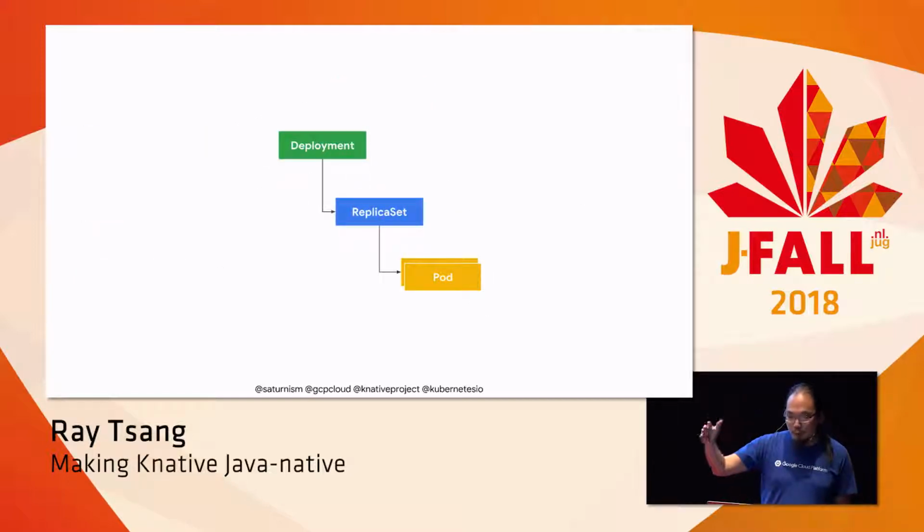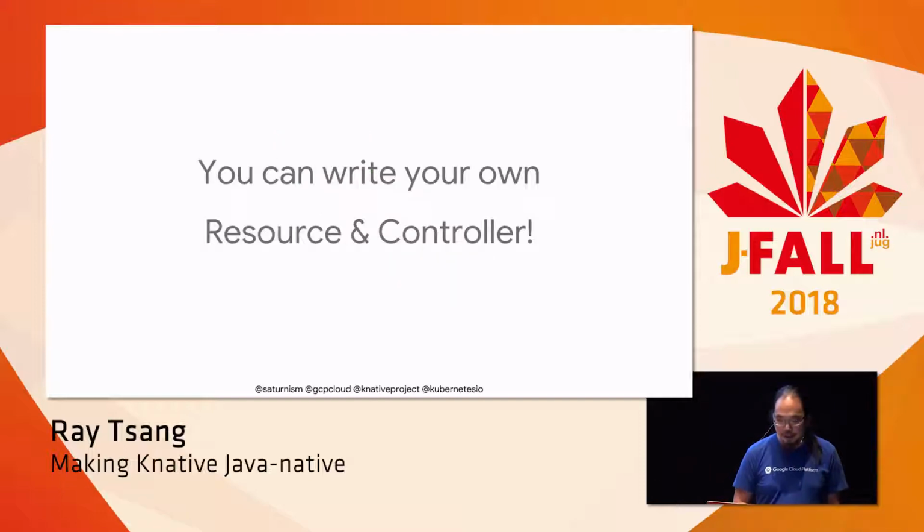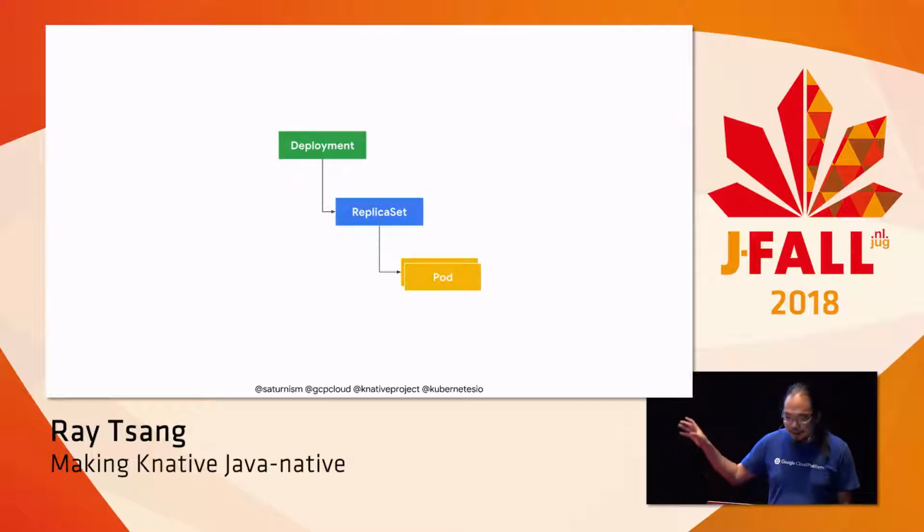So that is how deployment is controlling the replica set, which is controlling the pod behind the scenes. Okay? Now, the good news is sometimes maybe your workload may not fit this thing exactly. Maybe you have something very special.